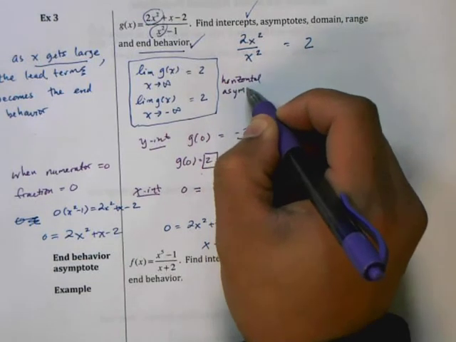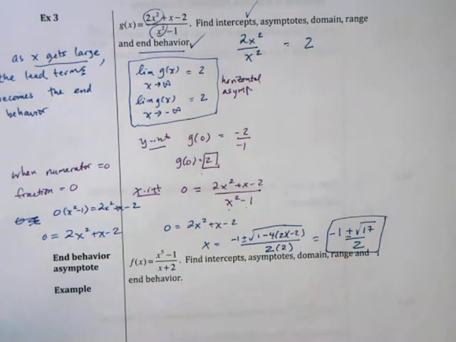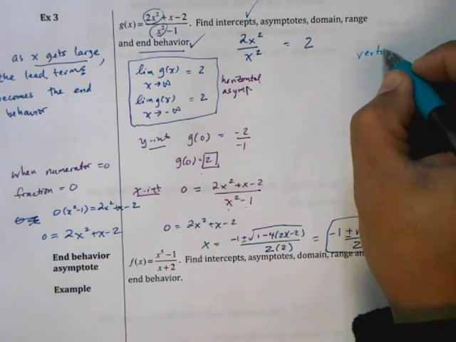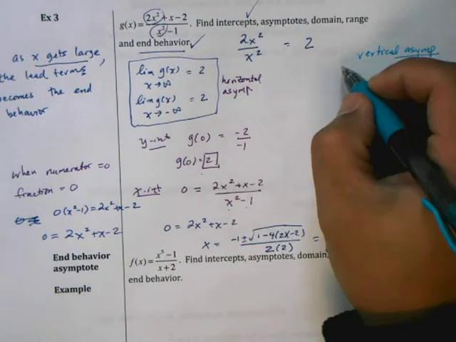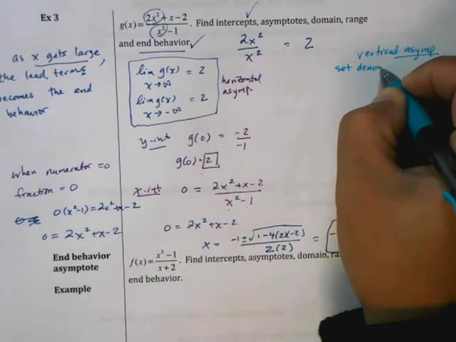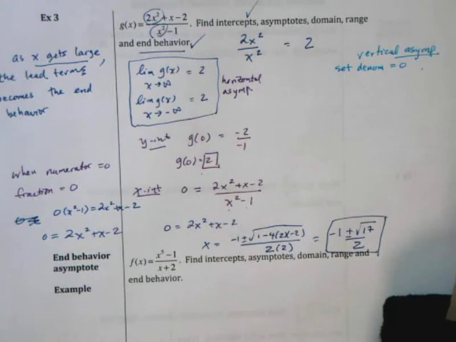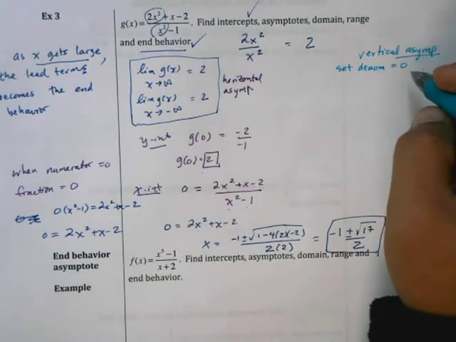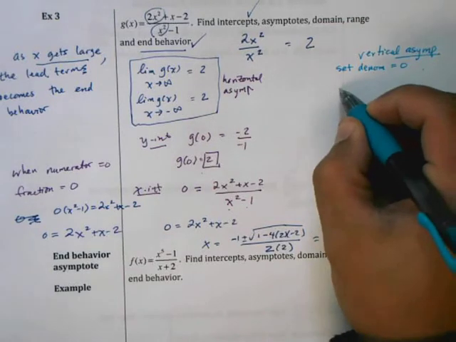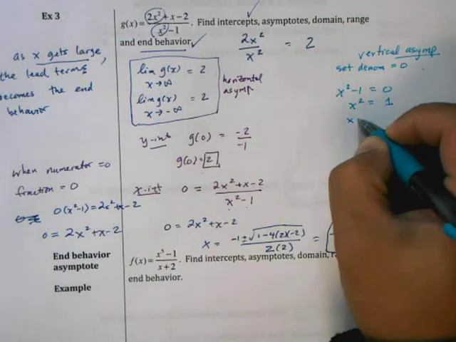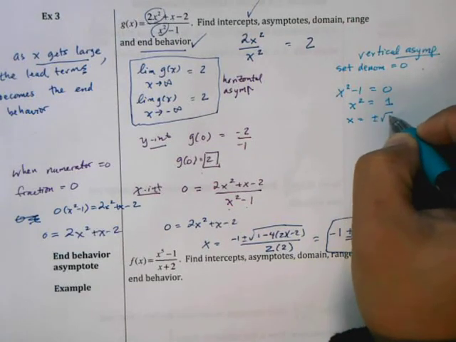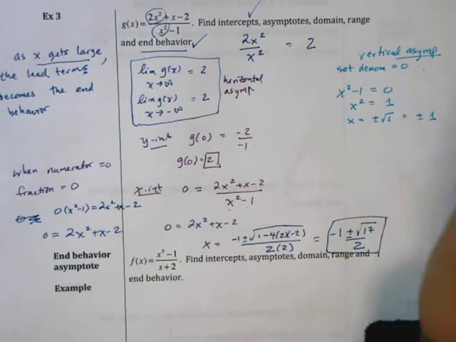Now let's worry about the vertical asymptotes. So for vertical asymptotes, we set the denominator equal to 0, because vertical asymptotes are points that are undefined on the graph. Okay, so we want to set the denominator equal to 0 and then solve for x. x squared equals 1, x equals plus or minus the square root of 1, which is plus or minus 1. So these are the two vertical asymptotes.